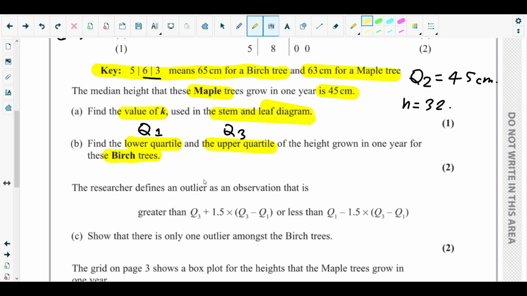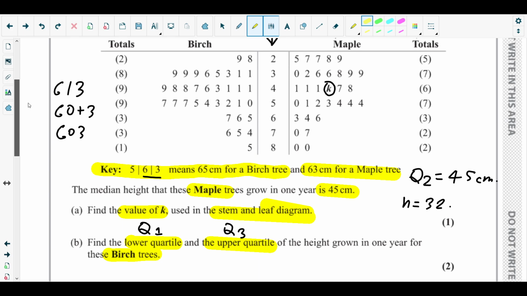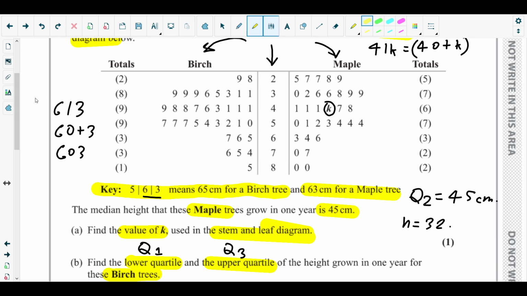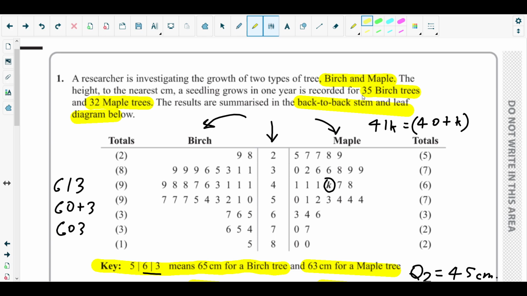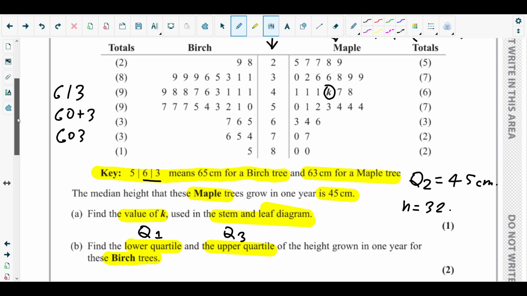So now they are asking for the birch trees. Okay, so for the birch trees, I said earlier that the median and quartiles, these quantities depend on what? On the number of data. So here there are a total of 35 birch trees, isn't it? Since there are 35 birch trees, is that even? No, it's odd. So 35 is odd. So if the total number of data is odd, then how do we consider the quartiles?